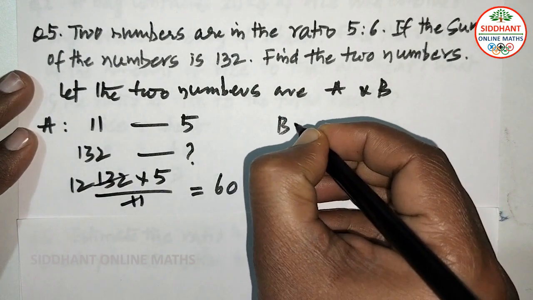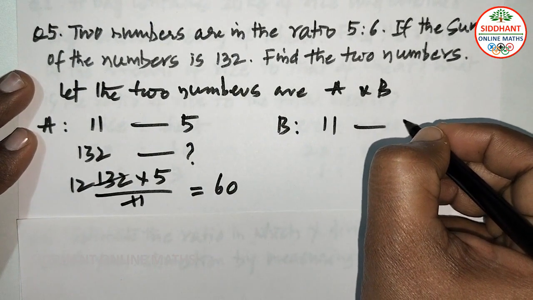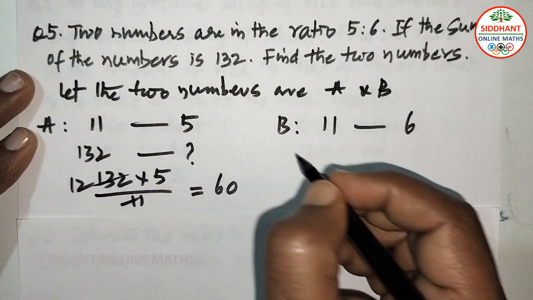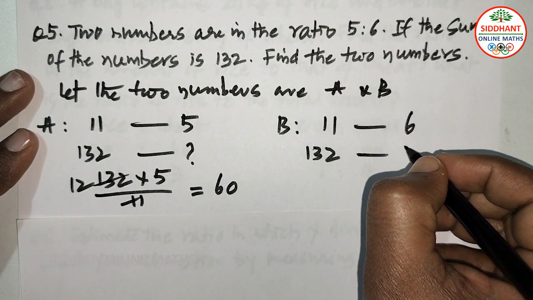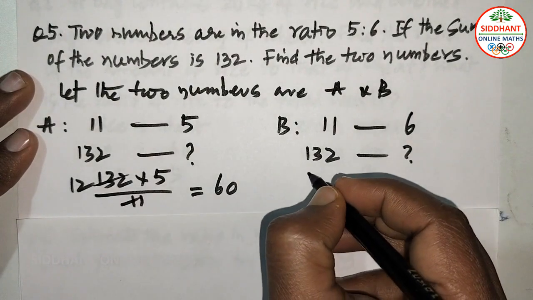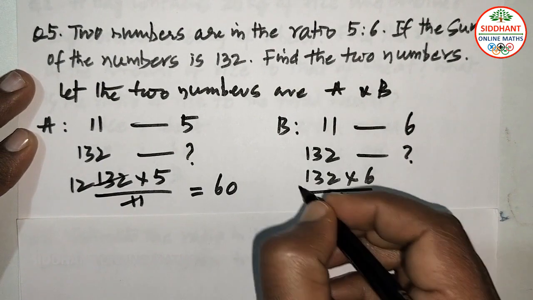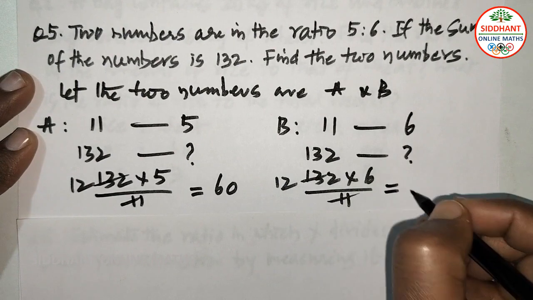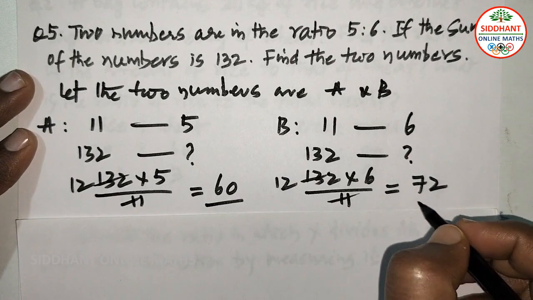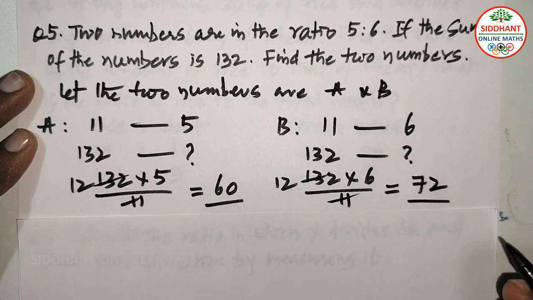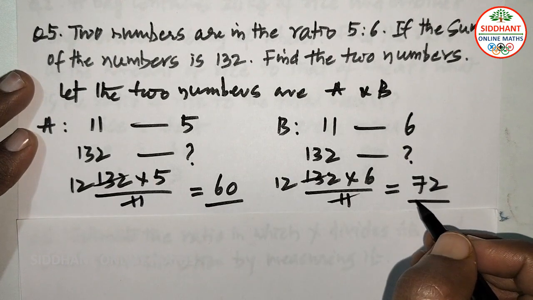Next, number B. The total is 11 parts. Out of 11 parts, 6 parts belong to B. So out of 132, what is the number? So 132 into 6 by 11. So 11 divides 132 12 times, 12 into 6, that is 72. So the first number is 60, the second number is 72. When you sum this, you get 132.